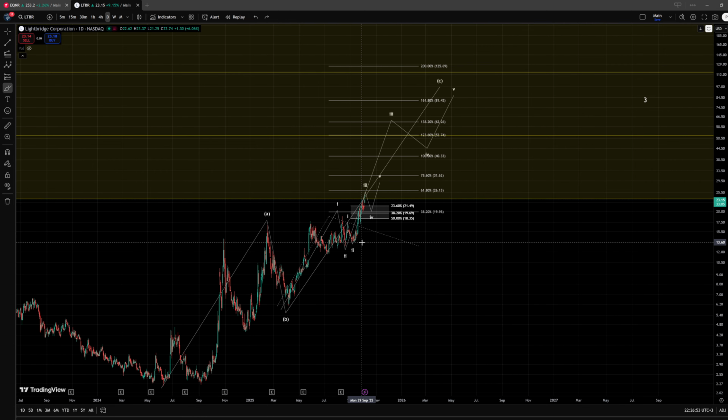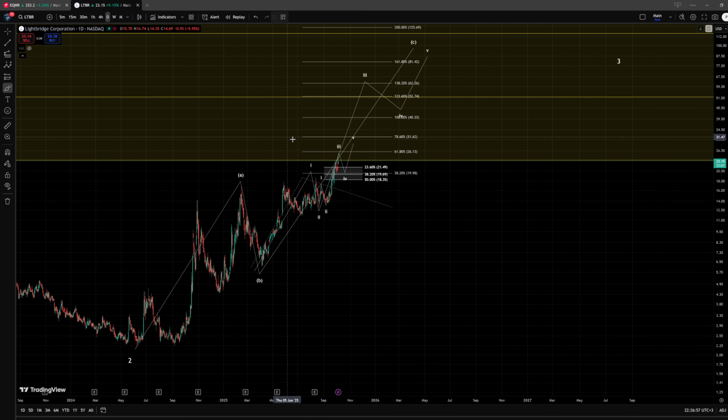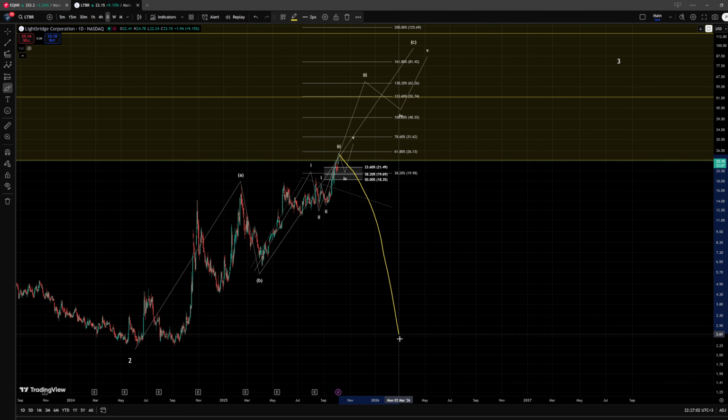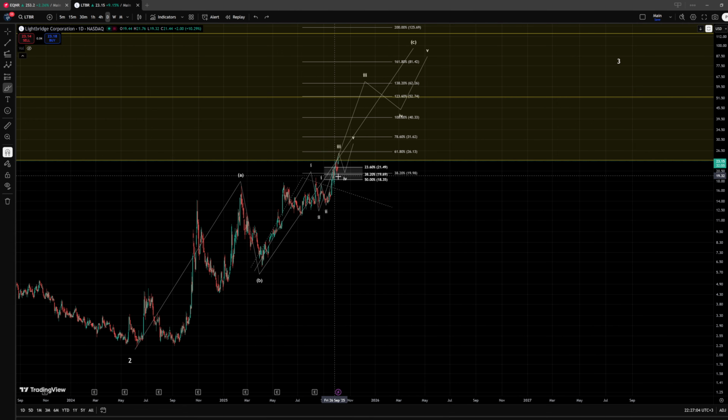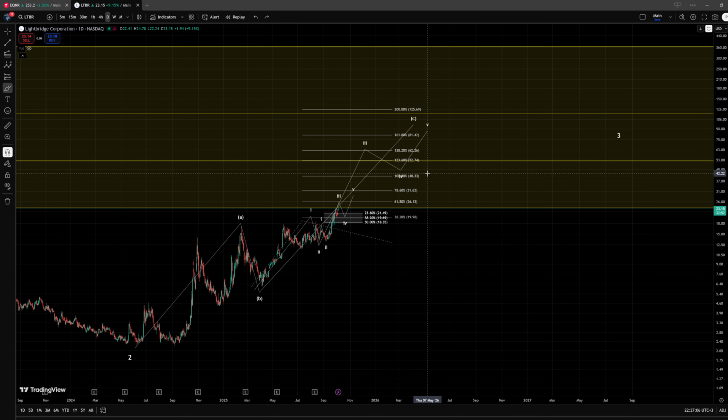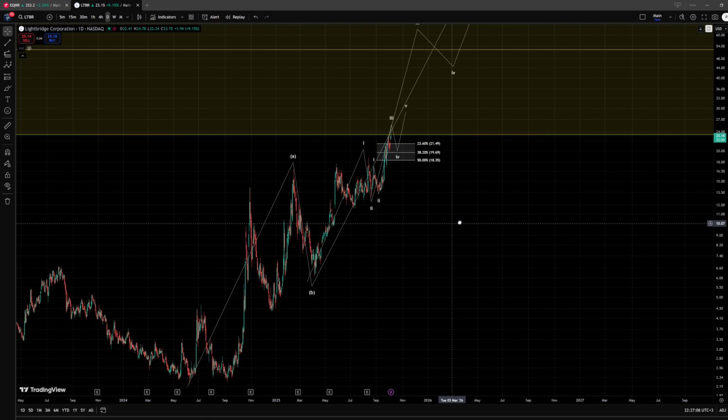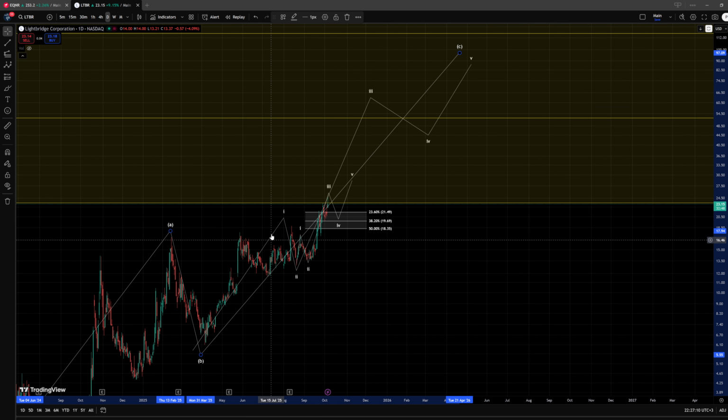But if it really fails, I would really start considering that maybe this entire movement is going to actually fail and could lead us to new all-time lows. And firstly, what I have here in this wave C to the upside is a 5-wave move.